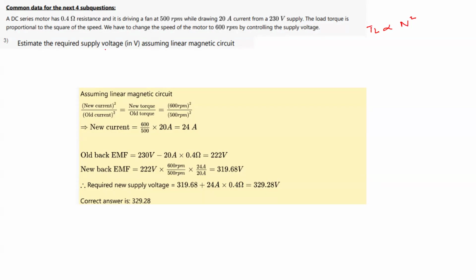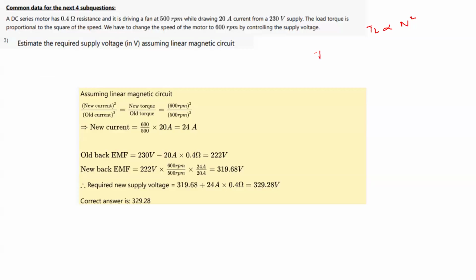So they are saying that instead of putting a diverter resistance or by making a parallel connection in the field winding, we will be changing the supply voltage only. That we can always do, right? When we change the supply voltage, then the current drawn will change, and when the current drawn changes, then the speed changes, right? That we can always do. So that is what we will be doing here. So what we will do is we will be changing the supply voltage. So we have to find out the new supply voltage. So what is the torque?